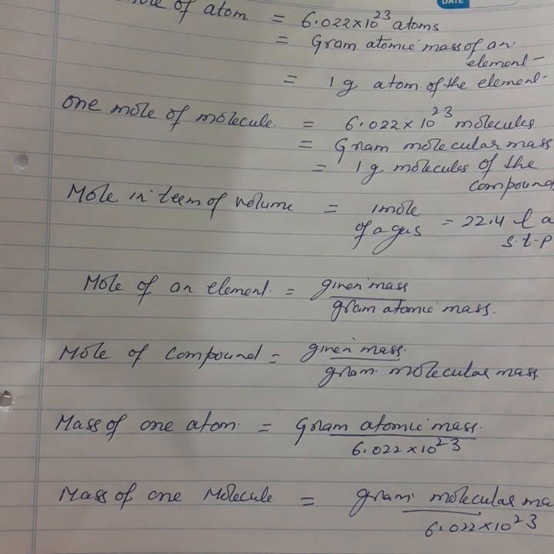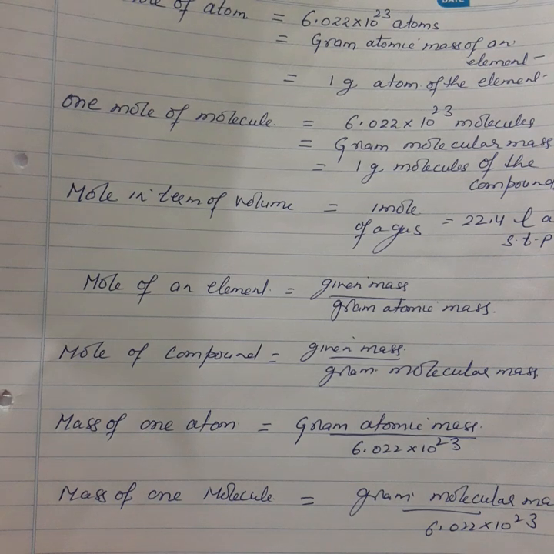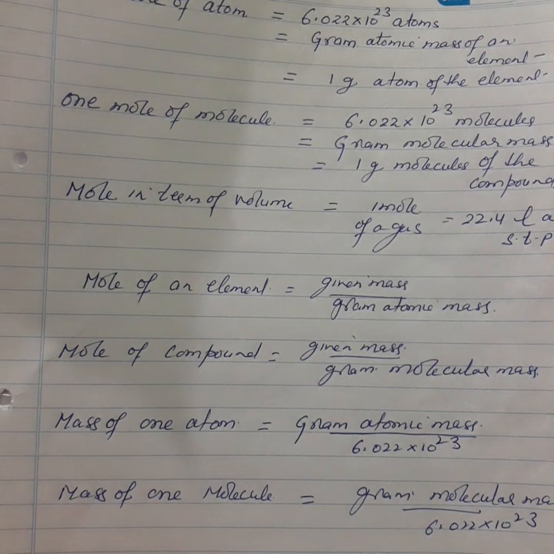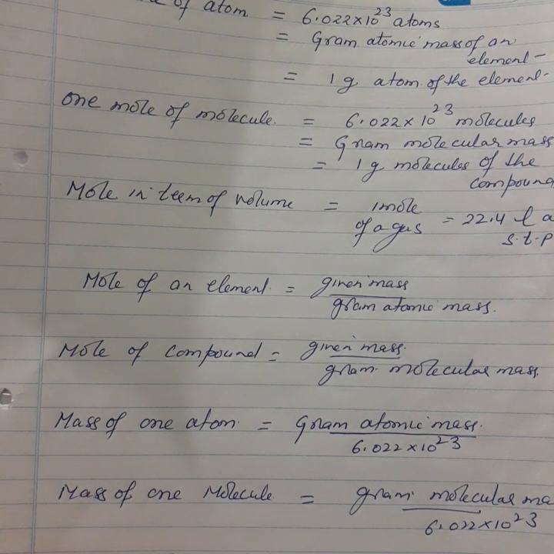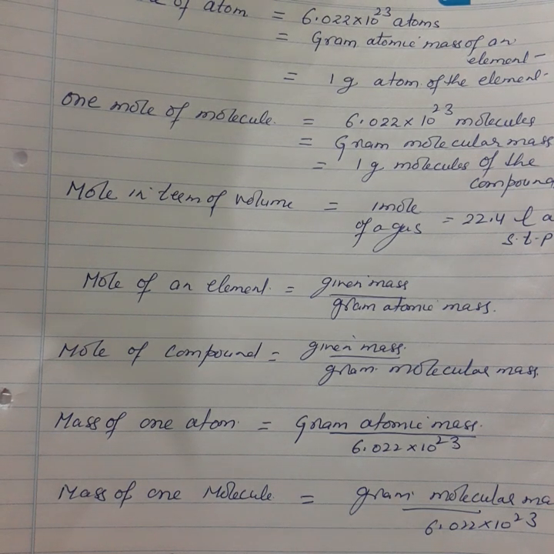What is the value of molar volume? 22.4 liter. Okay, so suppose we have 1 mole of ammonia. It means 1 mole of ammonia contains 6.022 into 10 to power 23 molecules. Mass of 1 mole of ammonia will be equal to 17 gram. Nitrogen 14, atomic mass of nitrogen 14, hydrogen 1 into 3, 17 gram. And 1 mole of ammonia will occupy 22.4 liter.